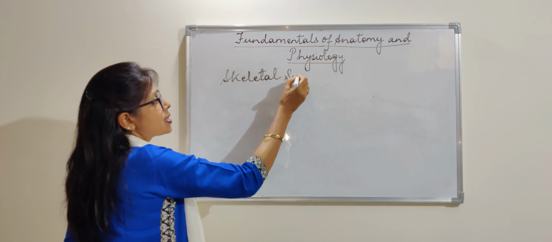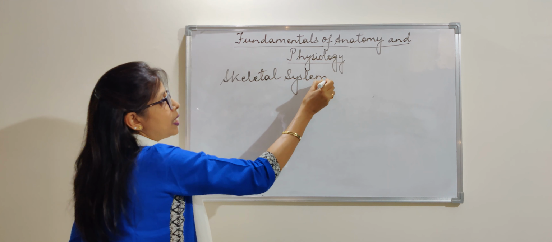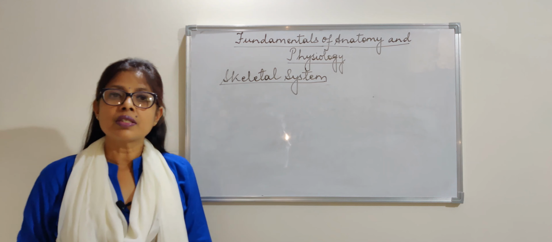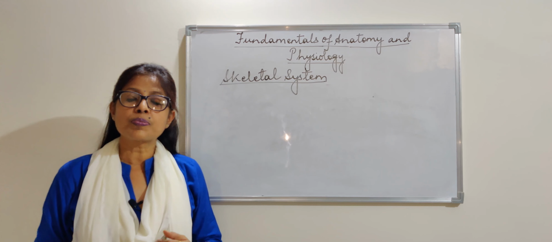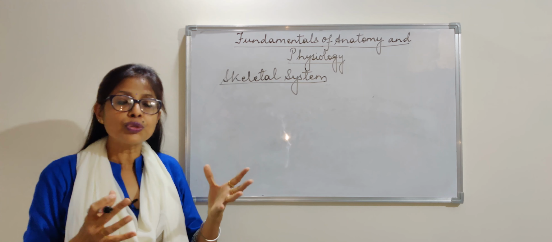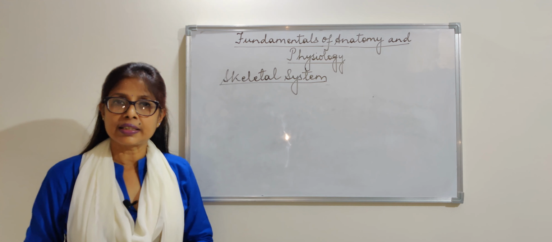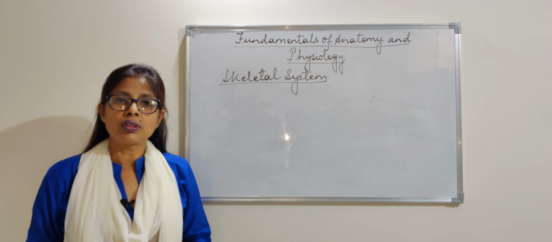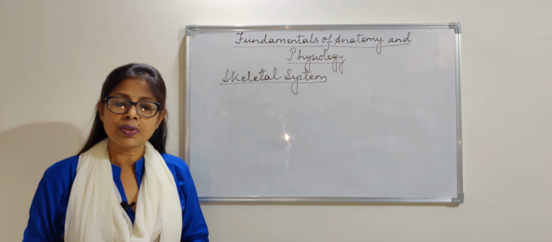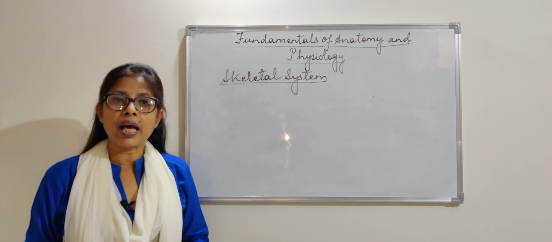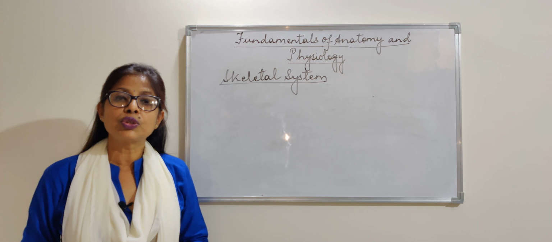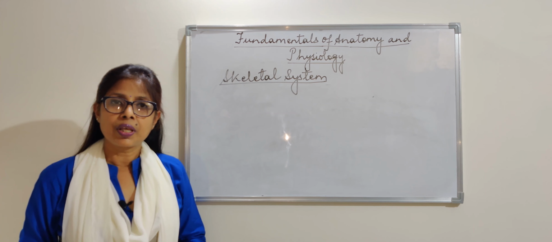The skeletal system is that system in our body where bones are related. That means all the different types of bones present in our body together form the skeletal system. When a child is born, the number of bones in the child's body is around 306. The moment the child grows and becomes an adult, the number of bones reduces to 206.